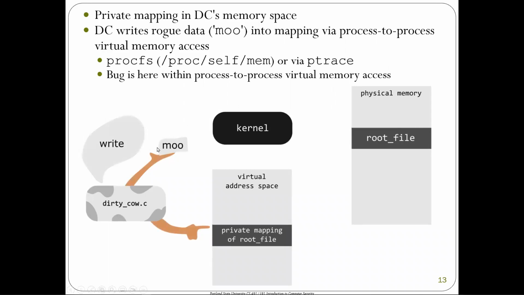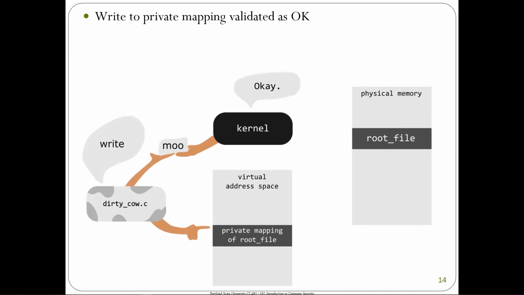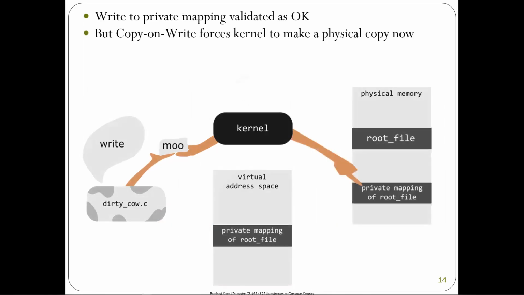Dirty Cow says, I want to write moo to this mapping. And this is where the kernel's like, okay, you want to do this, right? Now I'm going to have to do the copy on write. So this is what the kernel is doing. The copy on write forces the kernel to say, all right, I have to create another copy of this file for your private mapping because you decided to write something into it. This operation takes a lot of time. And this is where the race condition is.